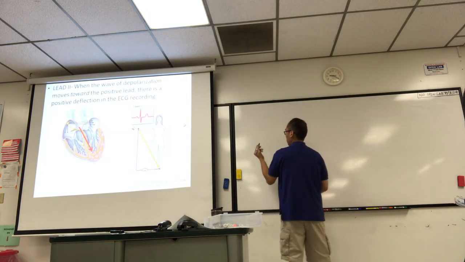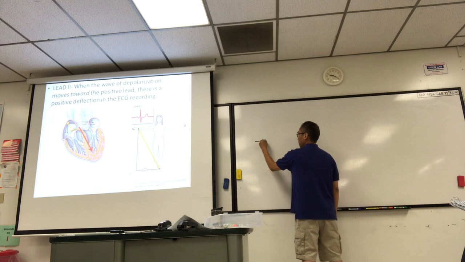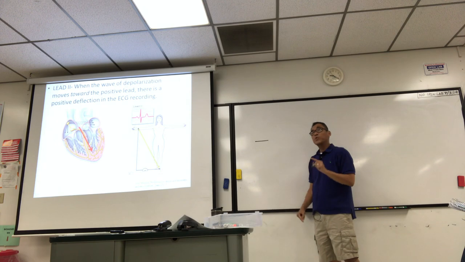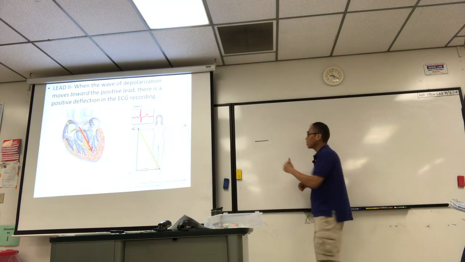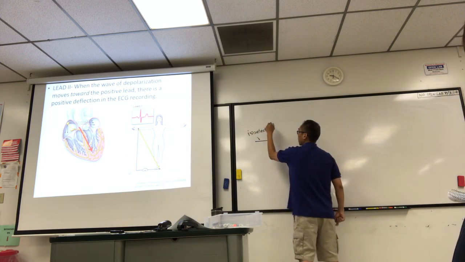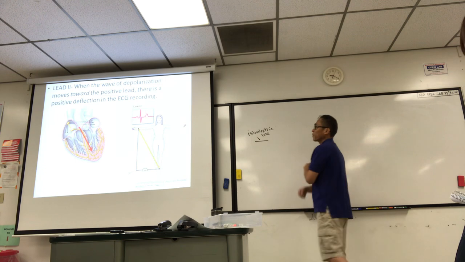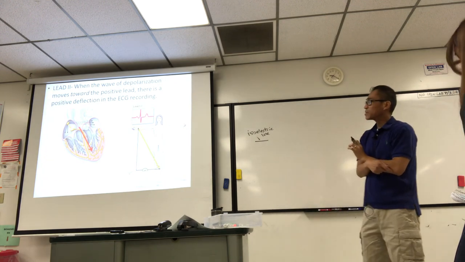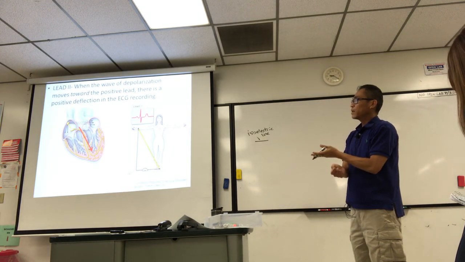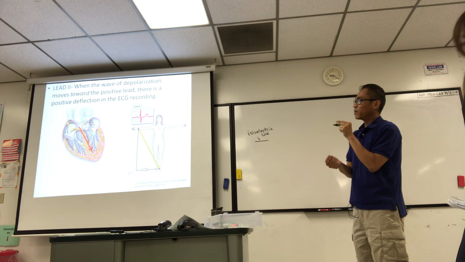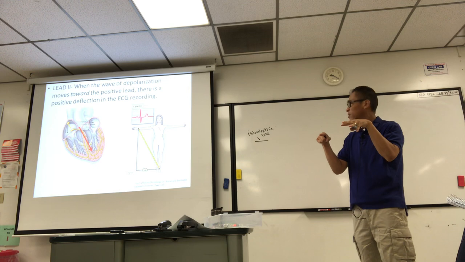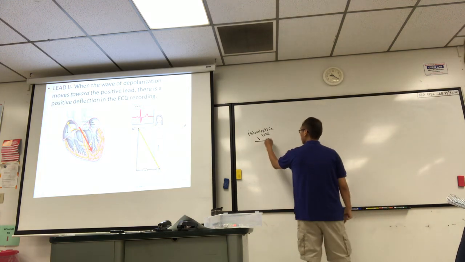So let's say, for example, you got a flat line. Hopefully it doesn't stay flat, but basically they call that the isoelectric line, your baseline. If you see a deflection, what it means is, basically, the depolarization is traveling in the same direction as your lead. That's all it means when you see these deflections.